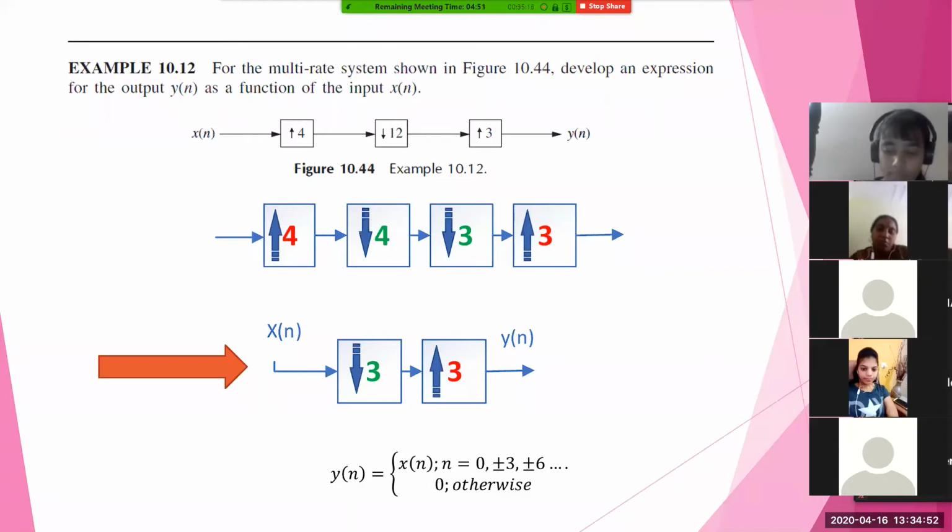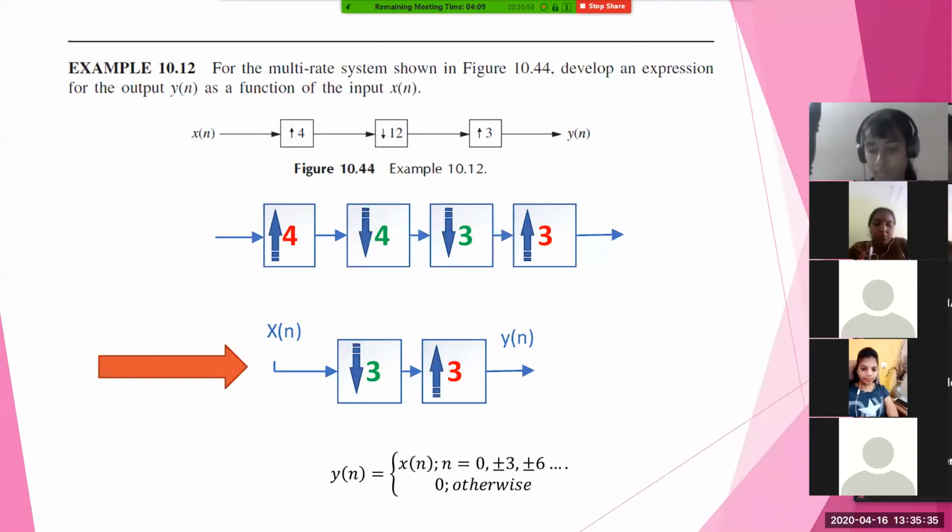Instead, the samples at the output will appear only at those points which are integer multiples of either I or D, which is 3 here. So what are those integer multiples? 0, plus or minus 3, plus or minus 6, then 9, and so on. At those points only you will see the real samples. At other points, like in between 0 and 3, sample number 1 and sample number 2 will appear as zeros. And then sample numbers 4 and 5 will also appear as zeros.